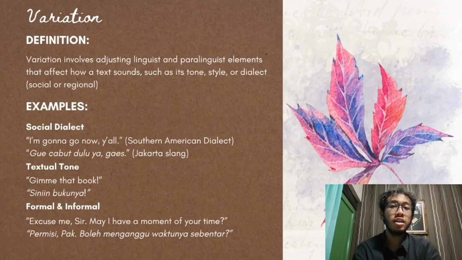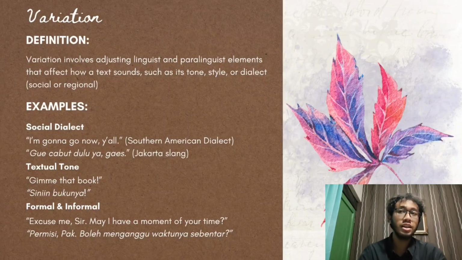Alright, now let's talk about variation. The definition of variation here involves adjusting linguistic and paralinguistic elements that affect how a text sounds, such as its tone, style, or even the dialect. And here we got 3 examples of it.